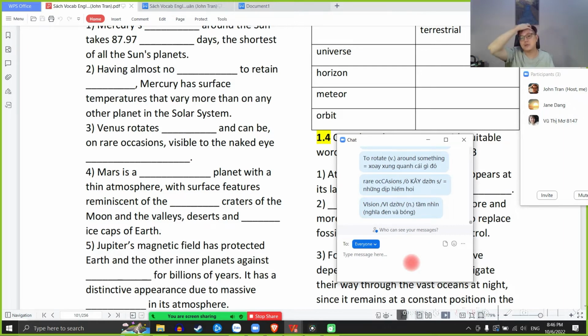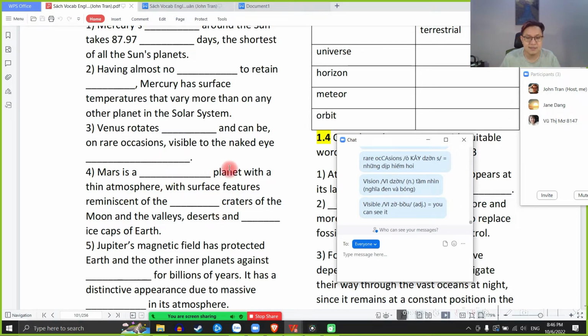So it can mean both things, both literally or mentally. Vision. Visible to the naked eye. Visible. Visible means you can see it. Có thể nhìn thấy được. Và bằng mắt trần. Không có kiến cung gì đó. Visible to the naked eye, something.